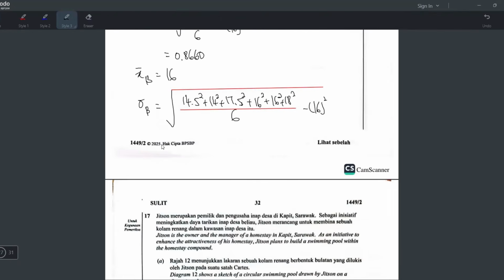Now I will press the calculator, but here I will press the top sum first, and then over 6 minus 16 square, and only then give the final answer. So 14.5 square plus 14 square plus 17.5 square plus 16 square plus 16 square plus 18 square. I got 1548.5. Now answer divide 6 minus 16 square, square root the answer. In 4 significant figures, 1.4433, so 1.443. That's the standard deviation for team B.